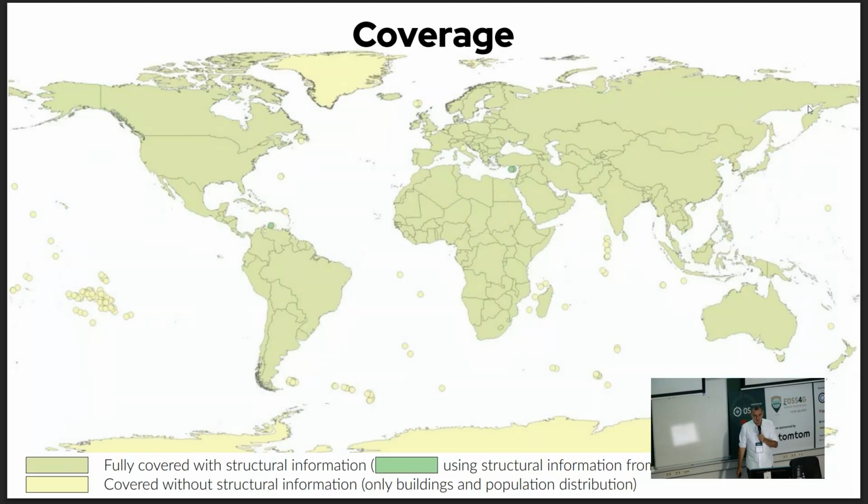Our model coverage is already global. In the case of the yellow countries like Greenland, Antarctica, and some island nations, we don't have structural information, but we collect all the other properties and also distribute the population over the different buildings that are in there.